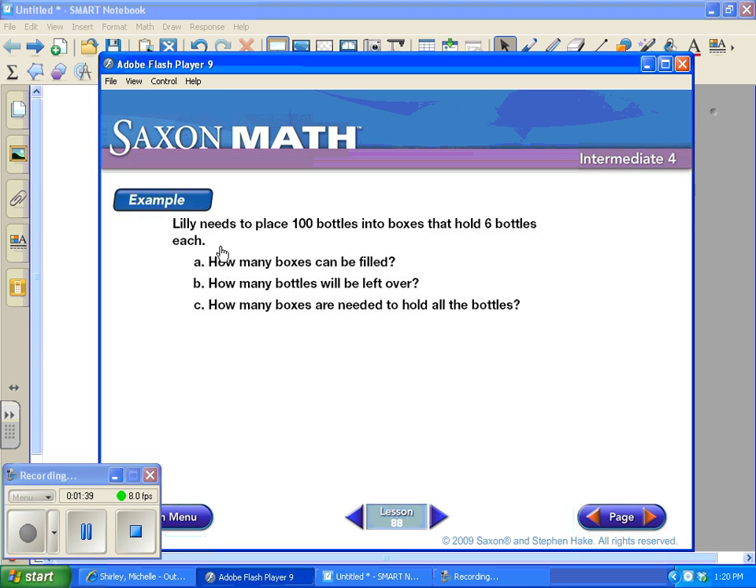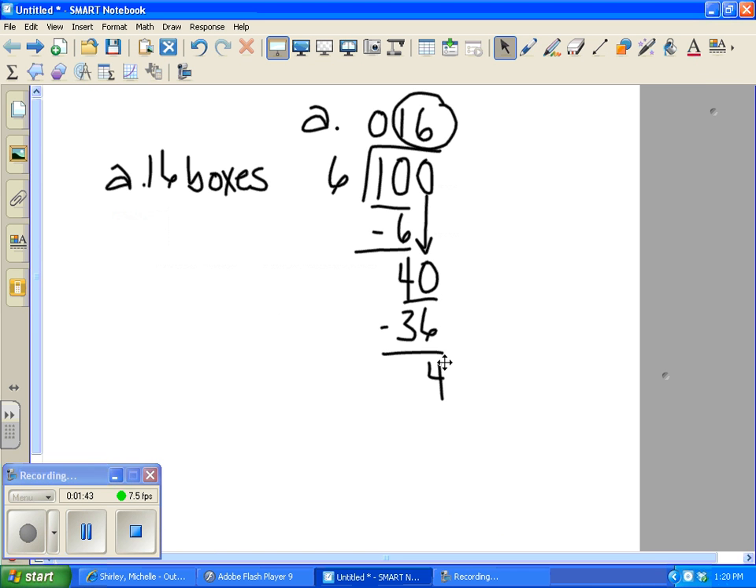Now let's look at what B asks. How many bottles will be left over? That's this amount right down at the bottom. So the true answer is 16, remainder of 4. That means 4 bottles will still be remaining.